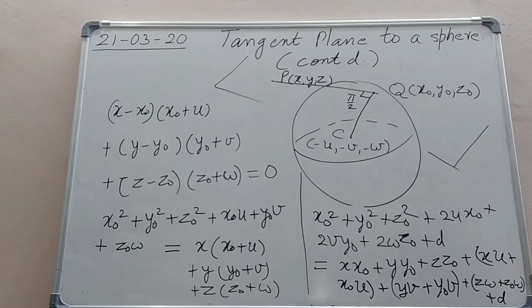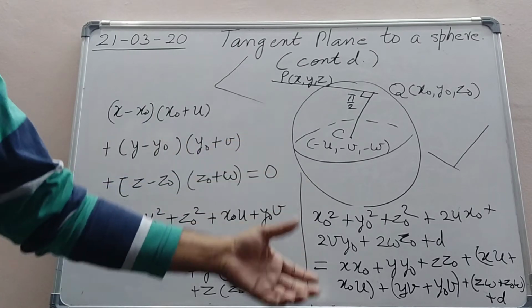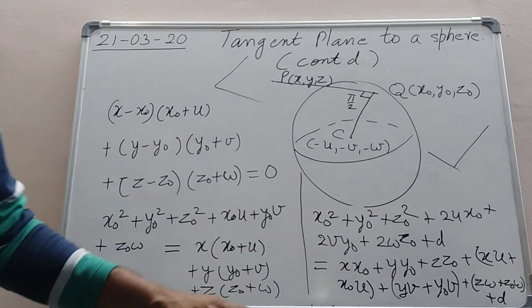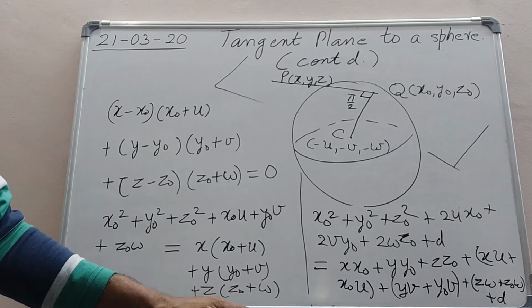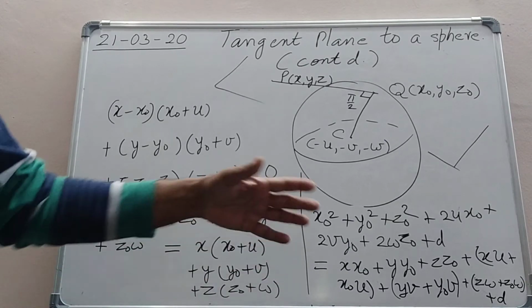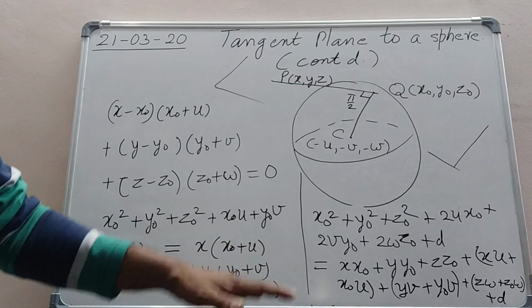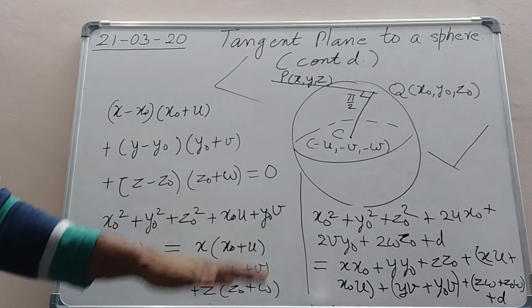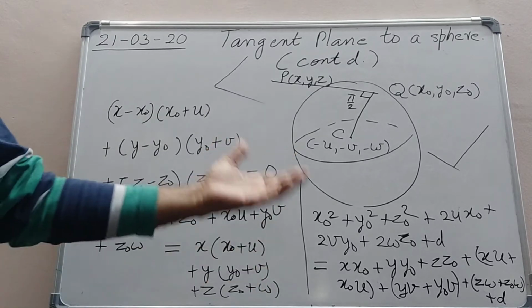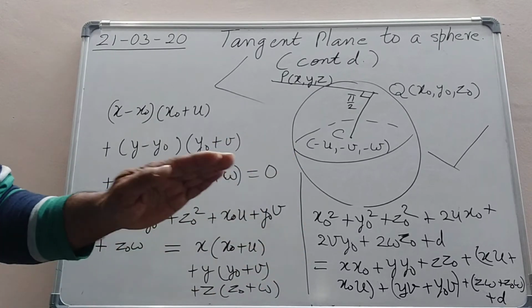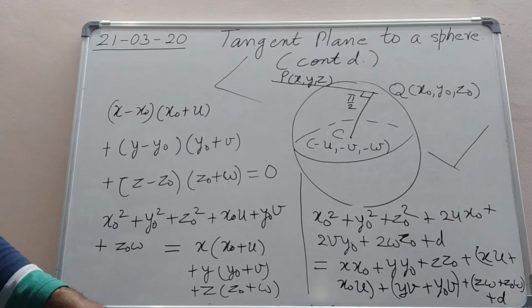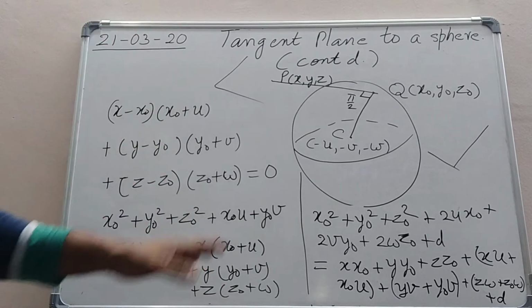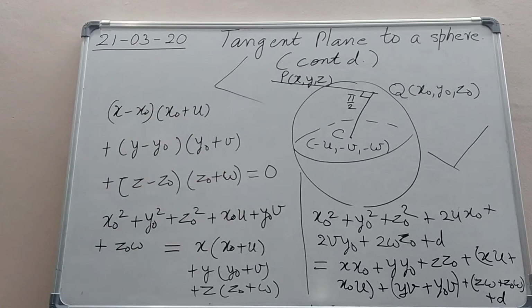What am I trying to do? I'm doing some simplifications, and after the simplification I will make a remark, and the remark will be that if you know the equation of the sphere, you can write down the equation of the tangent plane in a very, very mechanical way without having to work out all this detail, and that is what I'm trying to do. All right.